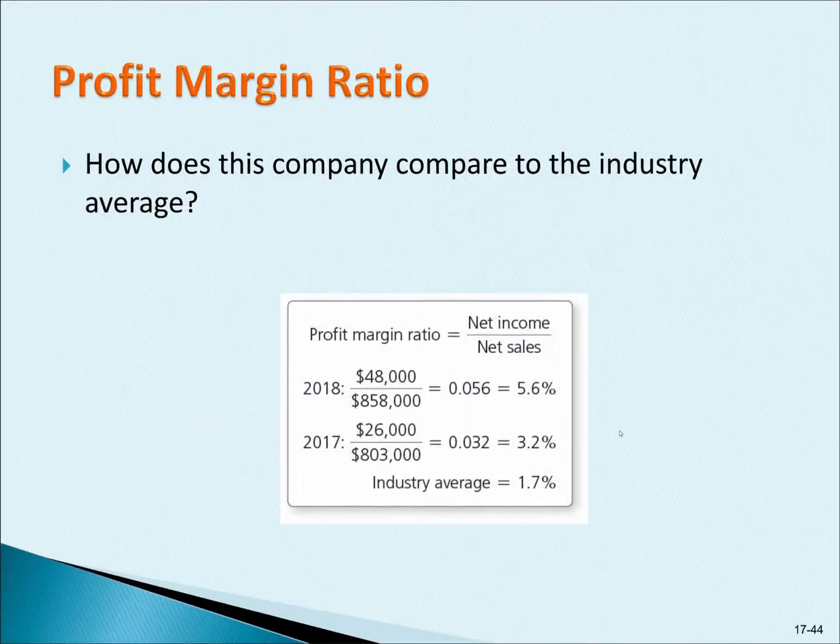So let's look at this company. How does this company compare to the industry average? Well, their profit margin ratios are between 3 and 5. Doesn't sound very good until you learn that the industry average is 1.7%. So this company is actually doing very well. So this could be like Costco or some supermarket because they have pretty low margins.